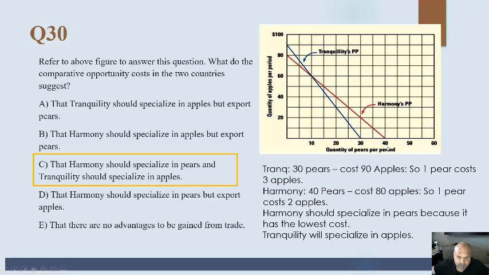Harmony, on the other hand, if they produce 40 pears, they would have to give up 80. And so if we just look at per unit, so we divide both by 40, we find that in harmony, one pear would only cost 2 apples. So since they have the lowest cost, harmony is going to specialize in pears, and so that means the other country, tranquility, will specialize in apples.